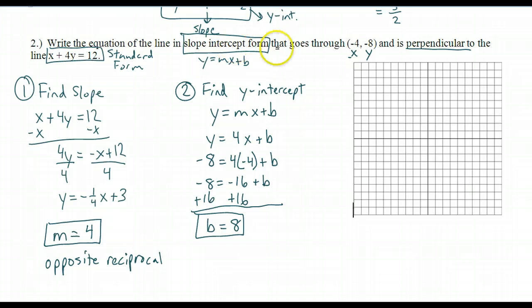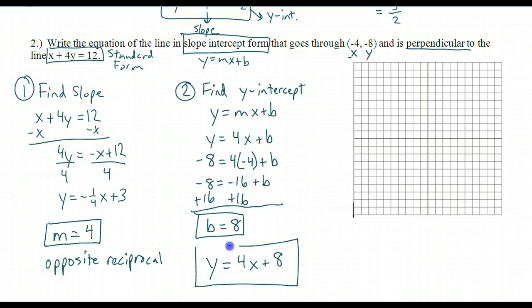Now I haven't written my equation yet. I know that the slope is 4 and that my y-intercept is 8. So my final step is to write the equation of the line with my slope and my y-intercept plugged in. So this is my final answer. And I can check this answer by graphing this line.